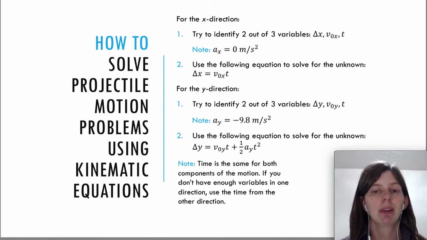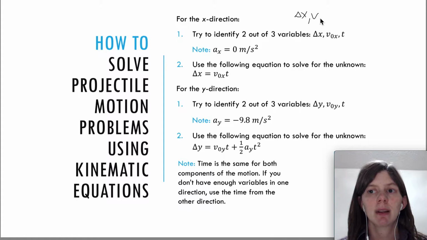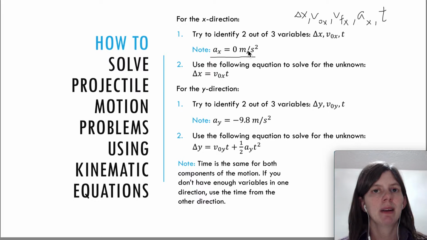The last thing I want to do in this video is give you a few steps on how we approach projectile motion problems. The key is to separate the x and y directions. In the x direction, you're going to try to identify 2 out of the 3 variables. When we did kinematic equation and free fall problems, I said identify 3 out of the 5 variables. The 5 variables were delta x, v initial x, v final x, a, and t. Well, in this case, we only have to identify 2 out of 3 because we already know that the acceleration is 0. So we only need 2 more variables.